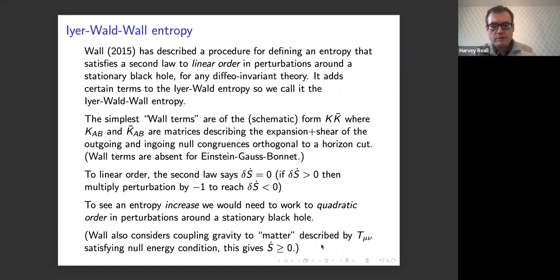I should comment that there's another way around this, which is to add an external source. So Wall does this by coupling gravity to matter described by some external energy momentum tensor satisfying the null energy condition. And that then also gives you an entropy which increases. This is something you can get away with at linear level, but I don't think this approach is very attractive once you go beyond linear level. And if you're looking at higher derivatives, theories with higher derivatives, there's no reason, for example, why the matter should satisfy this null energy condition. So we won't be doing that.